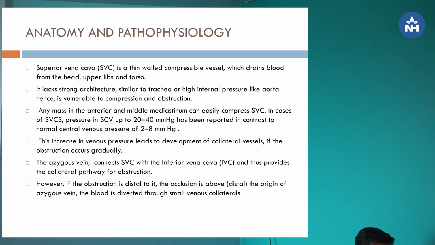In cases of superior vena cava syndrome, pressure in the superior vena cava up to 20 to 40 mmHg has been reported, in contrast to normal central venous pressure of 2 to 8 mmHg. This increase in venous pressure leads to development of collateral vessels if the obstruction occurs gradually. The azygos vein, which connects the superior vena cava with the inferior vena cava, forms the collateral pathway during obstruction. However, if the occlusion is above the origin of the azygos vein, the blood is diverted through small collaterals.